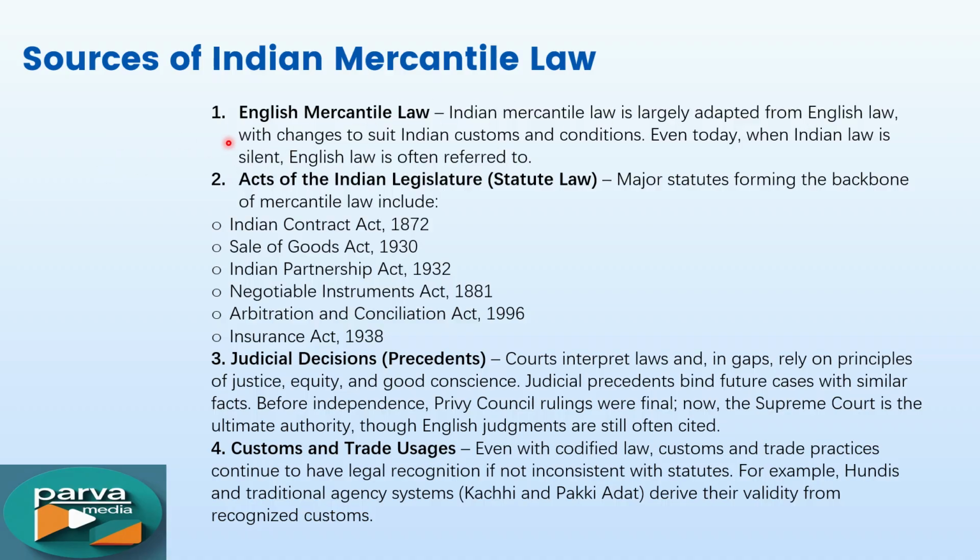So we have borrowed a lot of things in the Indian Contract Act of 1872. We borrowed many things from English mercantile law. Most of the laws which were passed in India on mercantile law were during our colonial age only. Indian Contract Act of 1872, Sale of Goods Act 1930, Partnership Act of 1932, Negotiable Instruments Act 1881, Arbitration and Conciliation Act 1996, the new one, Insurance Act 1938. These are all the legal provisions or statutes for mercantile law in India now.